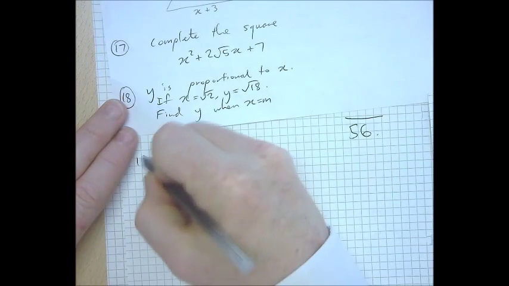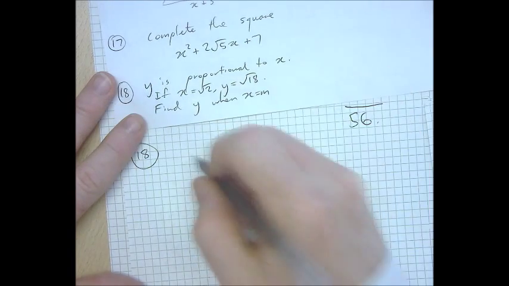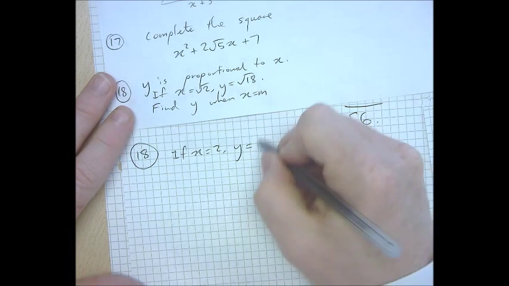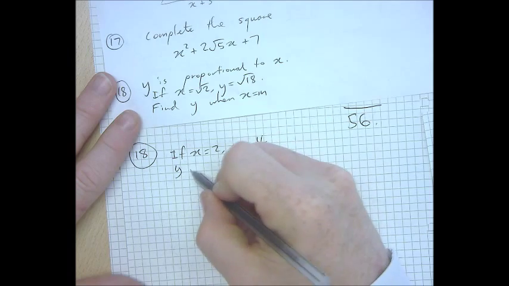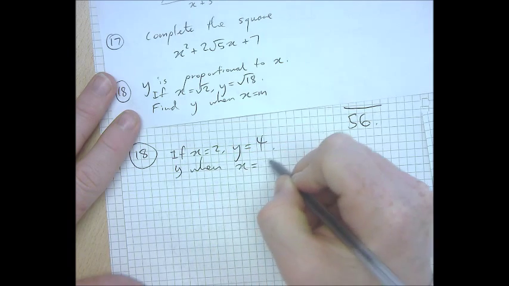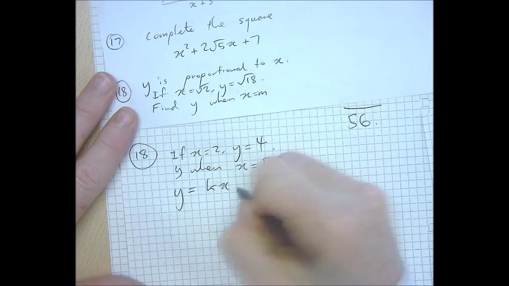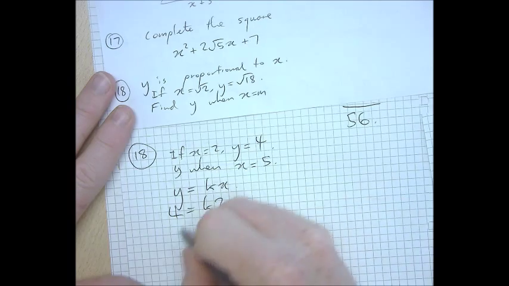Okay, 18. Y is proportional to x. Simple problem. If x equals 2, y equals 4. Find y when x equals 5. Okay, what do I do here? I go y equals kx. I put in my example and I find k.